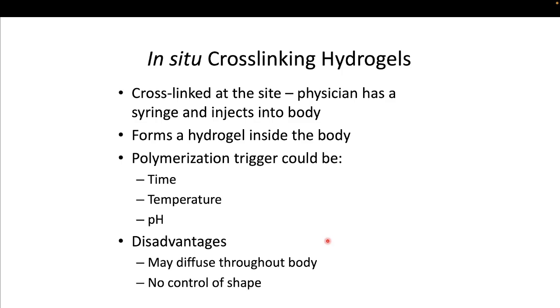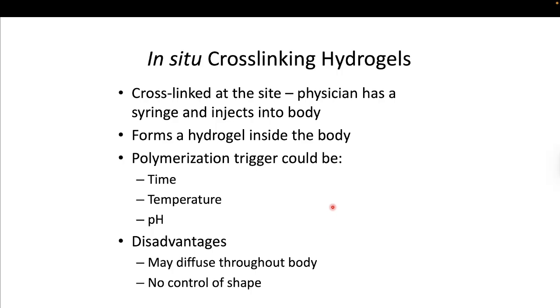You have your raw material ready with you, you inject it into the patient's body and it forms a hydrogel inside the body. So there could be various different polymerization triggers for it. It could be time, it could be temperature. Let's say at outside temperature it does not polymerize, but once you put it into a patient's body at 37 degrees Celsius, you will see that the polymer is cross-linking, and in the process of cross-linking it will then trap the drug that you have injected, or it could be a pH trigger.